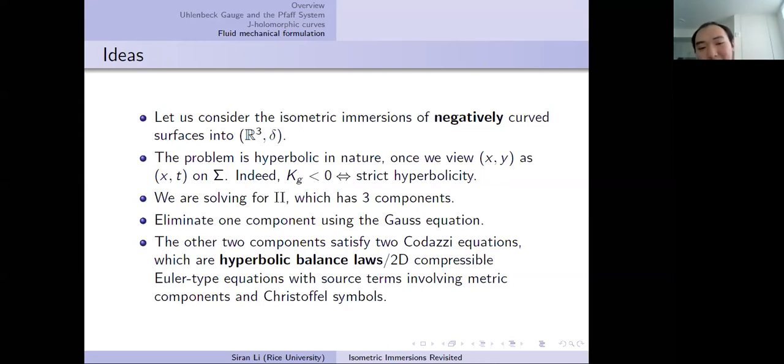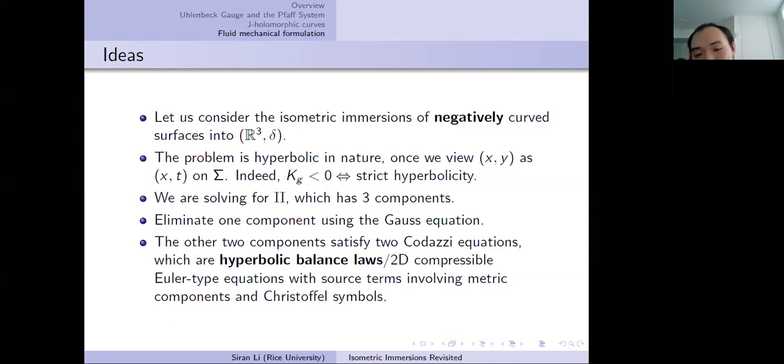This second fundamental form is a 2x2 symmetric matrix, so it has 3 components. And we can eliminate one of the components using the Gauss equation. And then the other 2 components satisfy the 2 Codazzi equations. And by viewing this second spatial variable as t, we can view it as a hyperbolic balance law.